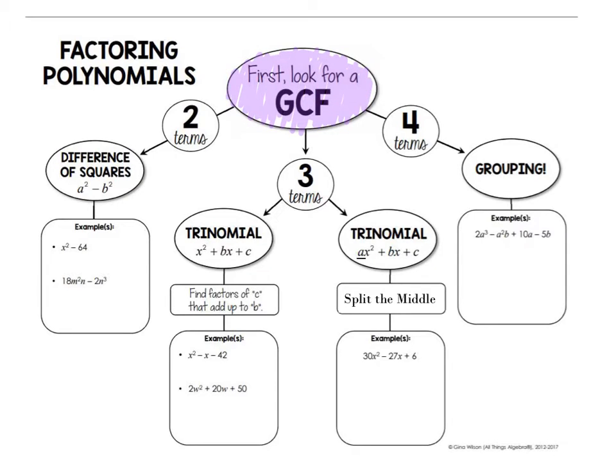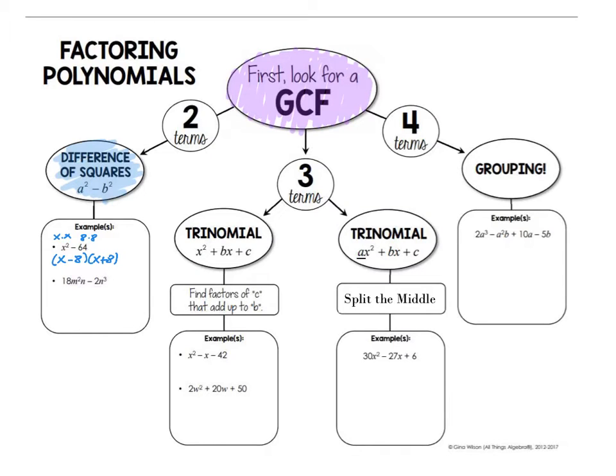So if something has two terms, we should check to see if it's a difference of squares, meaning two squares that are subtracted. For example, if I have x squared minus 64, well, x squared is x times x, 64 is 8 times 8. So this will factor into (x minus 8)(x plus 8), or (x plus 8)(x minus 8), same thing. And that's how we factor a difference of squares.